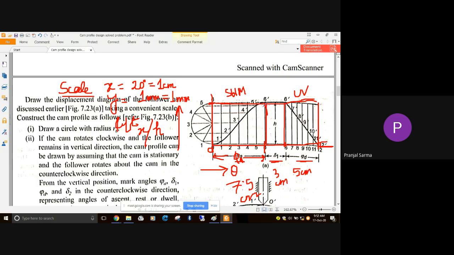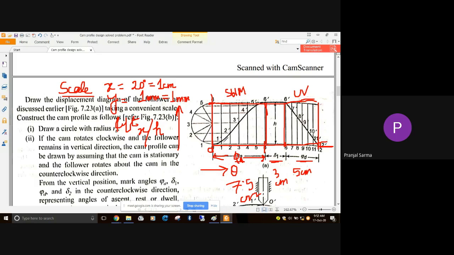Here also we have made 6 equal space divisions: 6, 7, 8, 9, 10, 11, 12, like that. Now, as the ascent stroke is with SHM, for drawing the displacement diagram for SHM, we recall considering the lift as the diameter from the center position. We are going to draw the semicircle and divide it into 6, as we have divided the ascent stroke into 6 equal spaces. So it is an angular division.